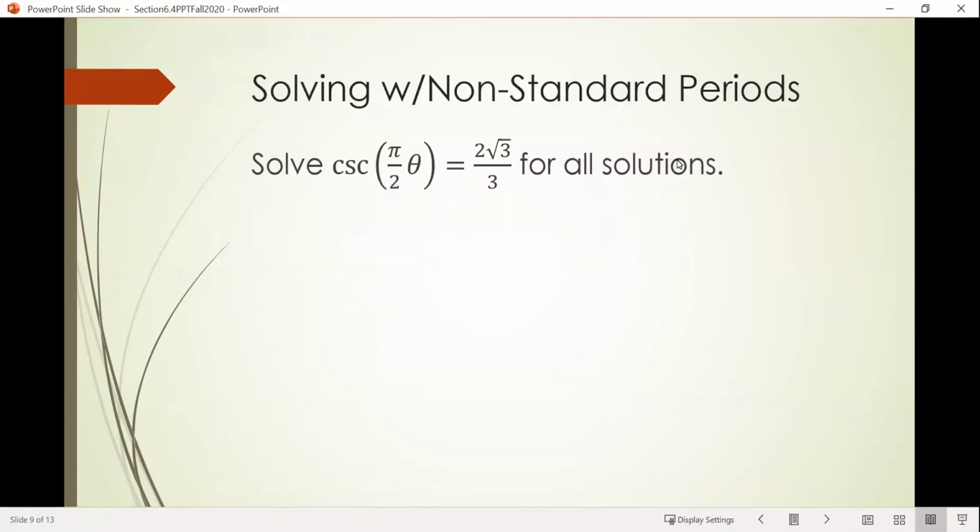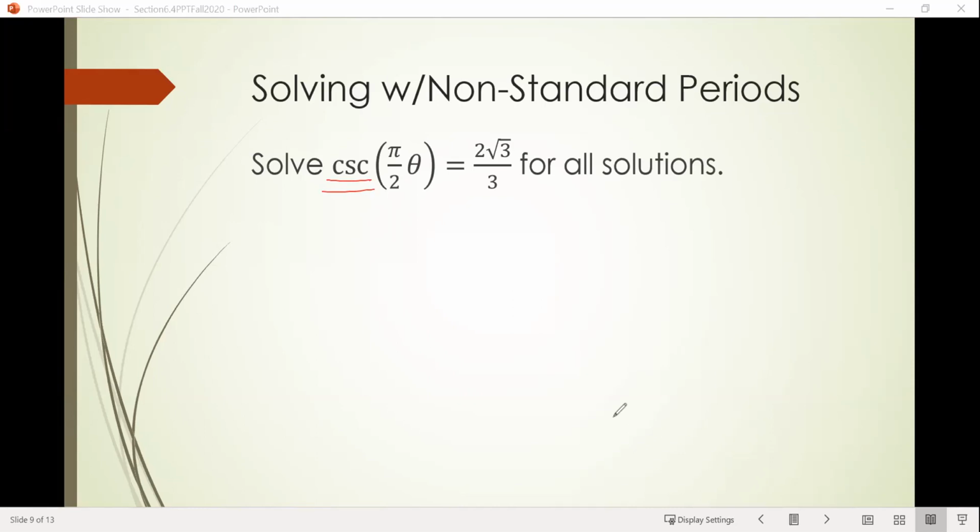All right, so here we're asked to solve cosecant of pi over 2 theta equals 2 root 3 over 3 for all solutions. Now, much like one of the previous ones we've done in these videos, cosecant is not something that lies on the unit circle, right? We only have sine and cosine values that lie on there. So what does that mean? How can we deal with that here?